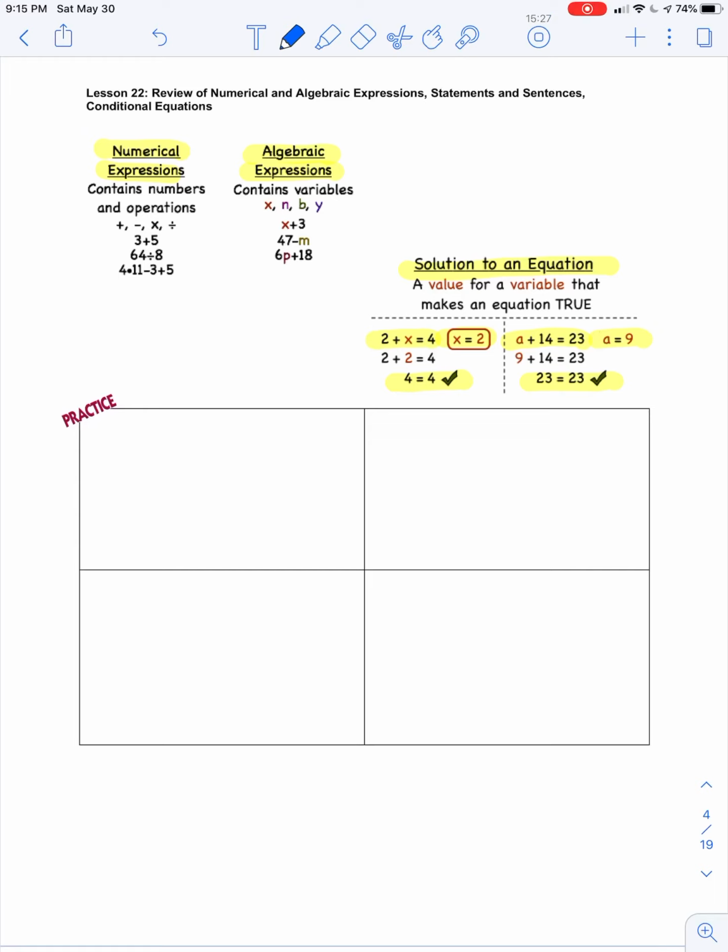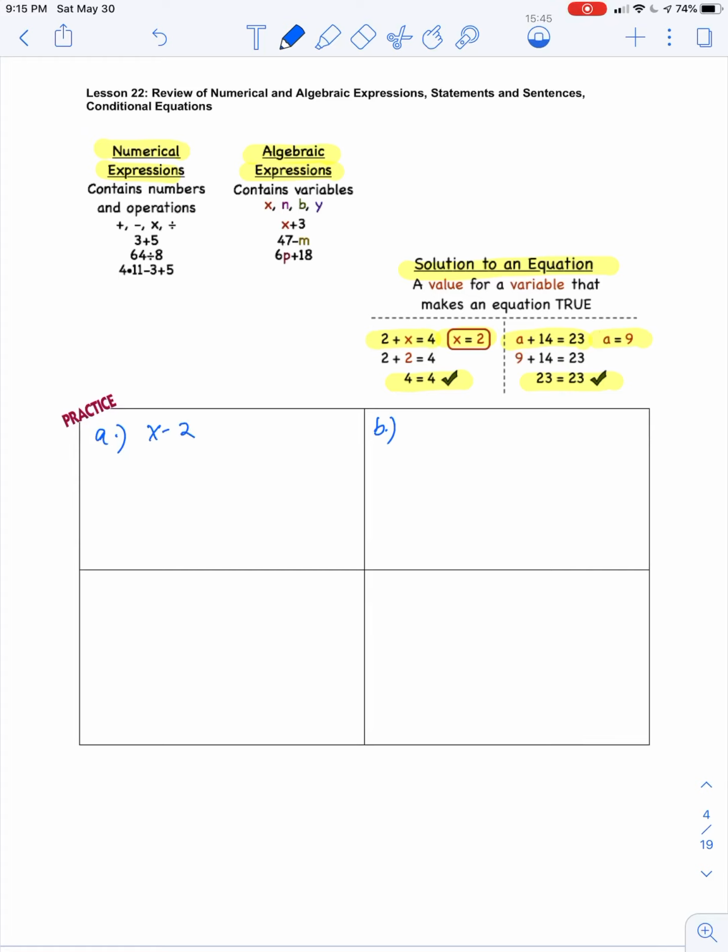There are 2 practice problems that you can grab from page 97. It's A and B. I'm going to do them here. If you want to pause the video to try those practice problems yourself, go ahead and pause it right now and then come back and check your answers and see how you did.